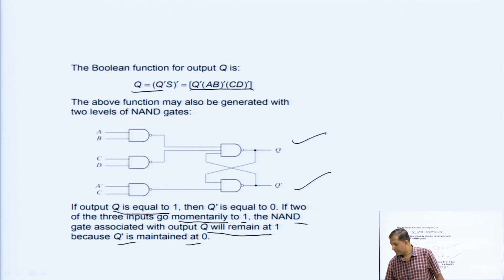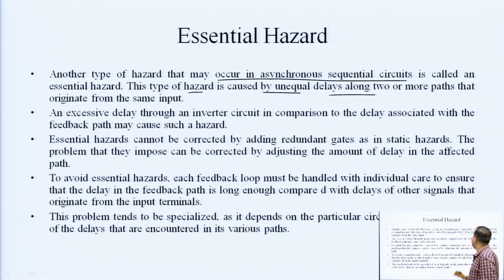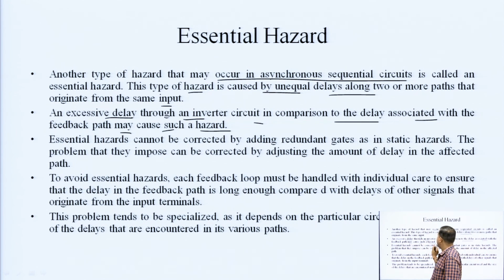Okay. So, now the essential hazard. Now, we will go for the essential hazard. Another type of hazard that may occur in an asynchronous sequential circuit is called an essential hazard. This type of hazard is caused by unequal delays along 2 or more paths that originate from the same input, right. An excessive delay through an inverter circuit in comparison to the delay associated with the feedback path may cause such a hazard. So, what is the reason for the essential hazard? Excessive delay, right.